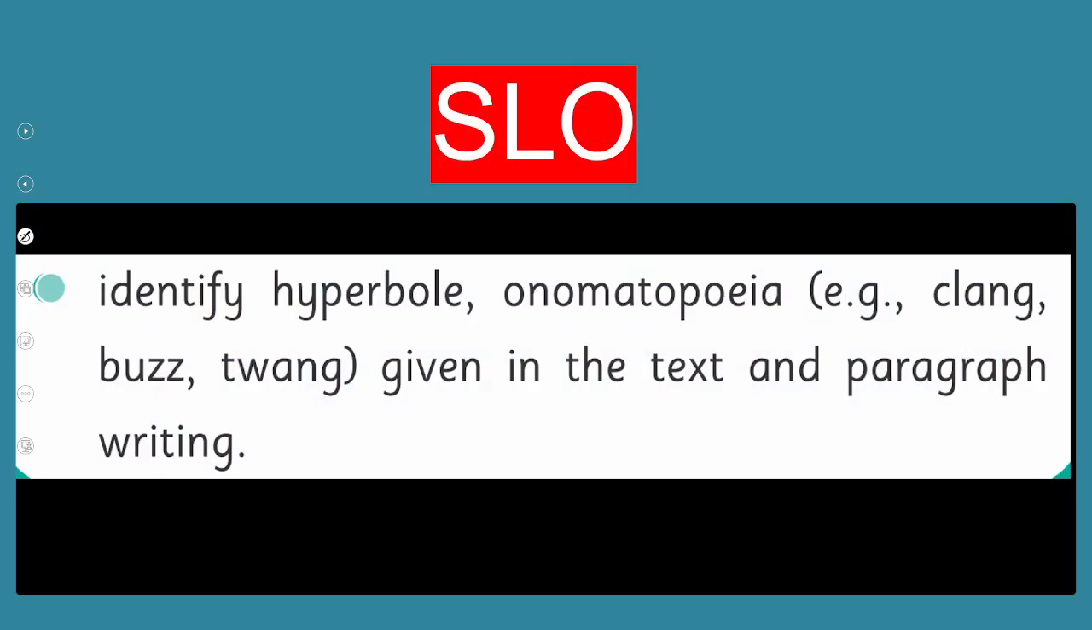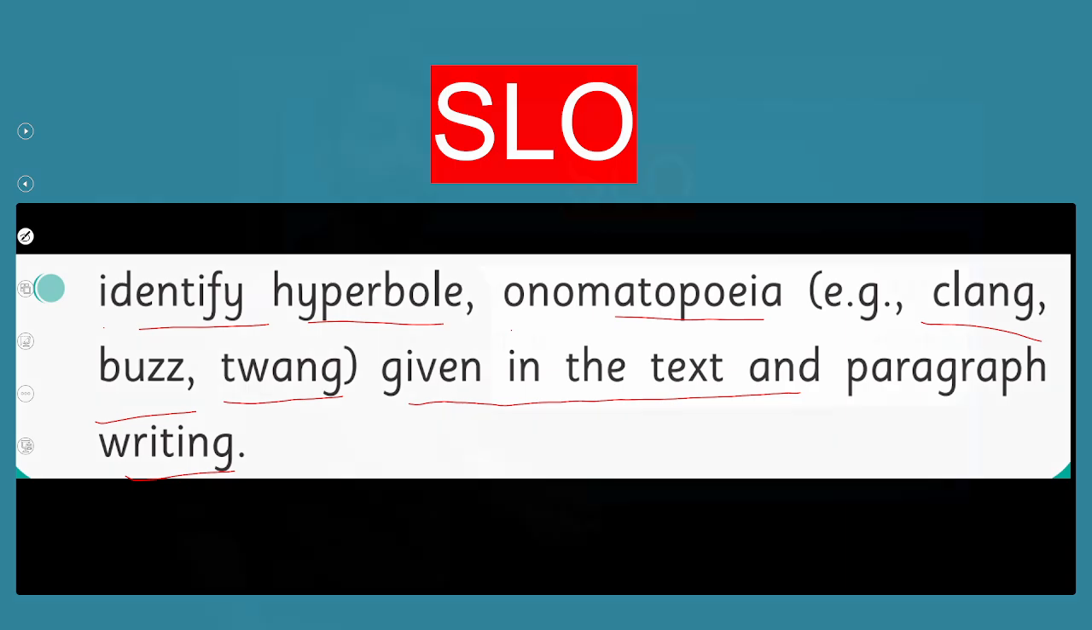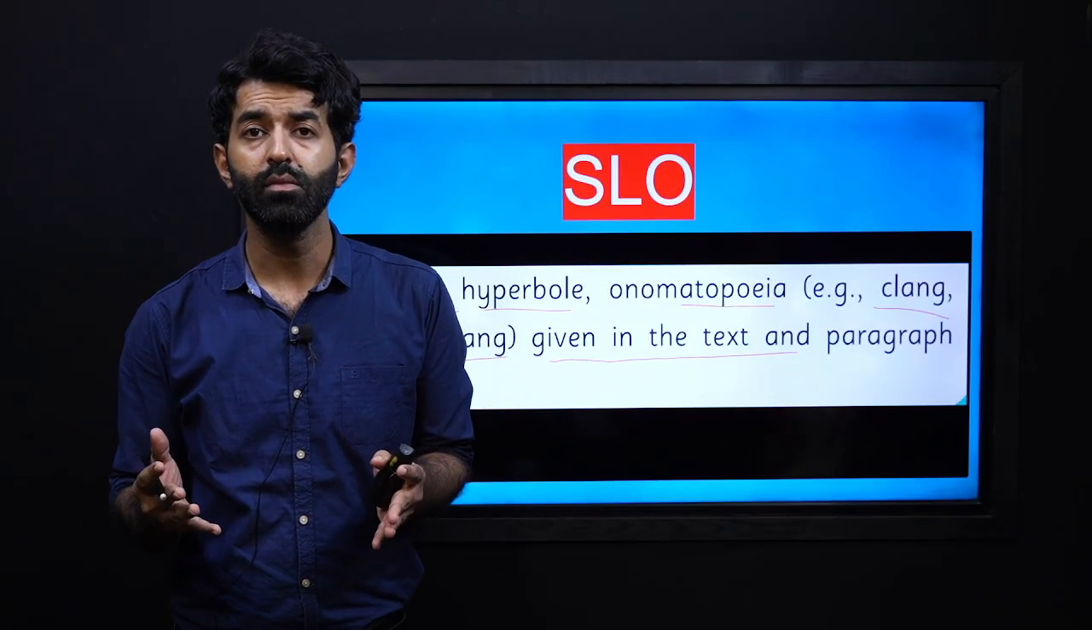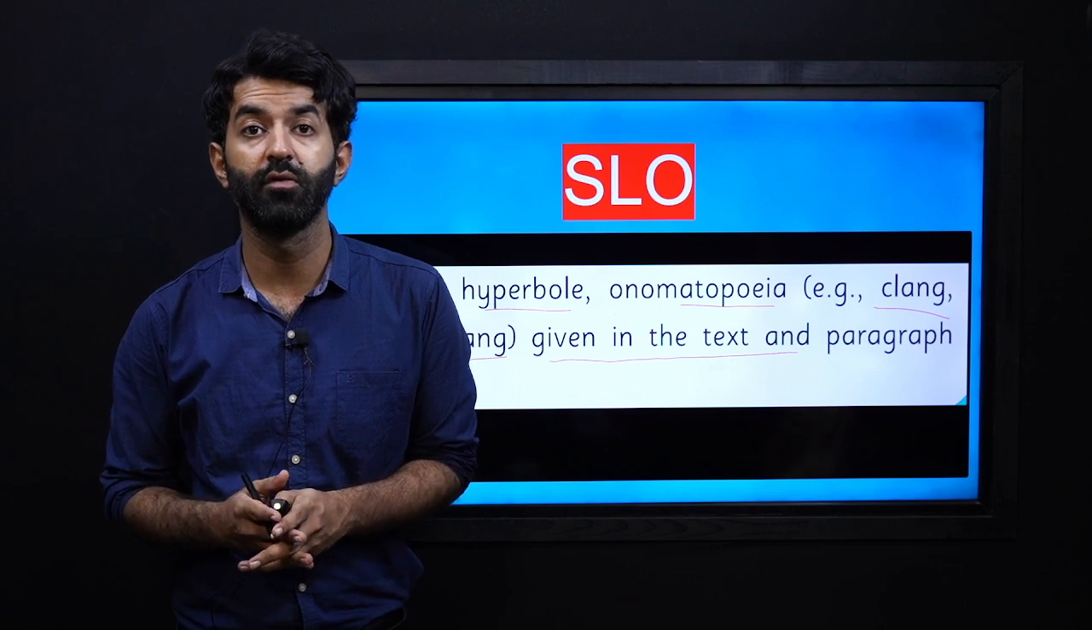Today we will learn how we can identify hyperbole and onomatopoeia, words like clang, buzz, twang, etc., given in the text and paragraph writing. So you can find all these in the paragraph writing. We will talk about these and some other figures of speech for revision as well.